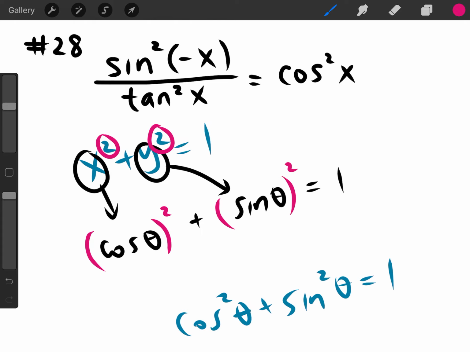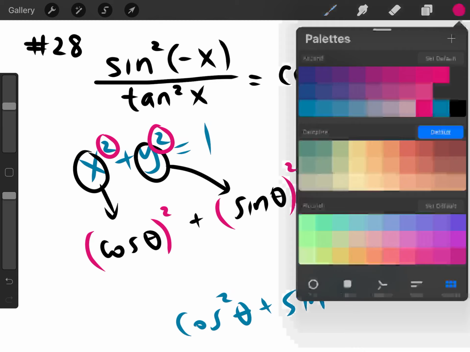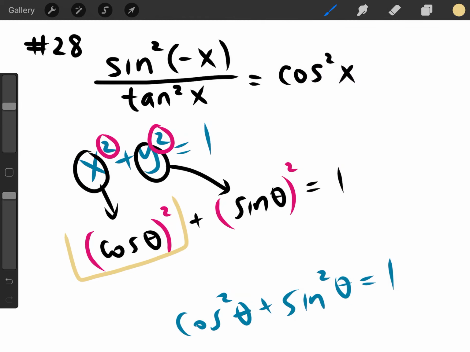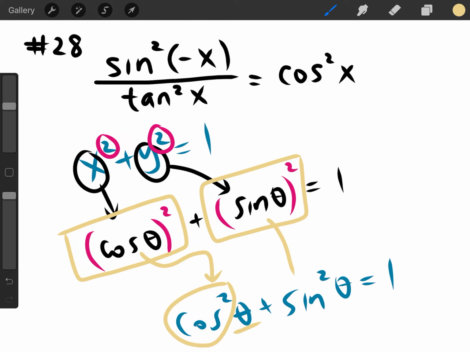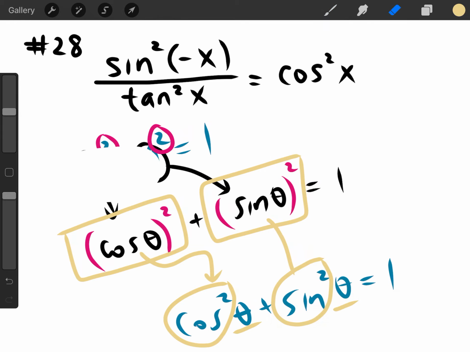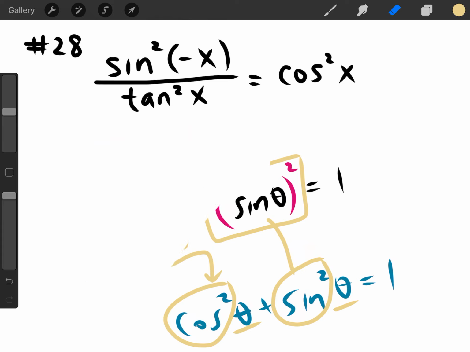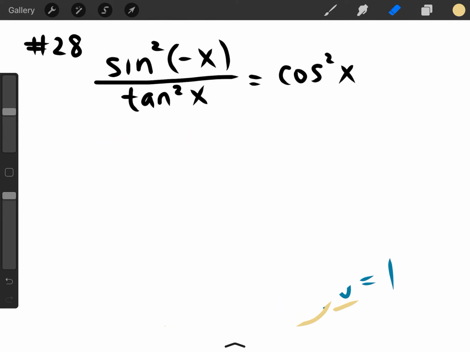But the thing is that there is a square on x and y. So you have to square the cosine theta and square the sine theta. So here is the property. Whenever you see cosine theta squared, you can actually write it as cosine squared theta. If it's sine theta squared, you can write it as sine squared theta. They're actually the same expression.